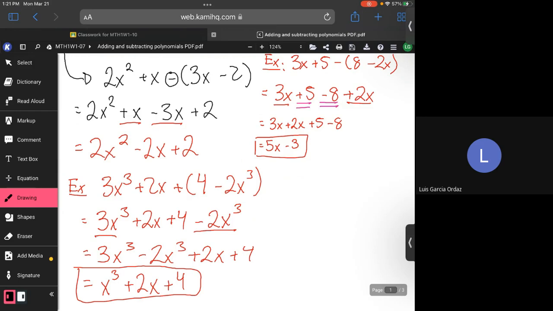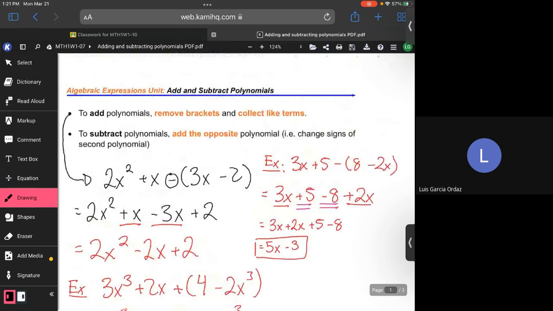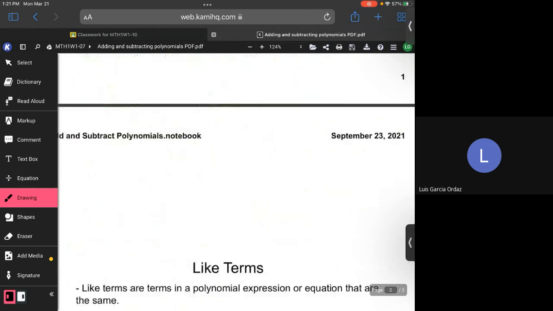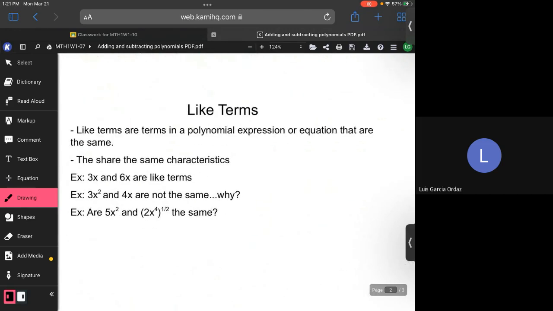So do you guys find this stuff pretty easy now? For now, we'll do more examples. So again, remove brackets and collect like terms. If there's a negative outside of the bracket, everything on the inside changes. So another quick review of like terms. Like terms are terms in polynomial expressions or equations that are the same. They share the same characteristics, okay?